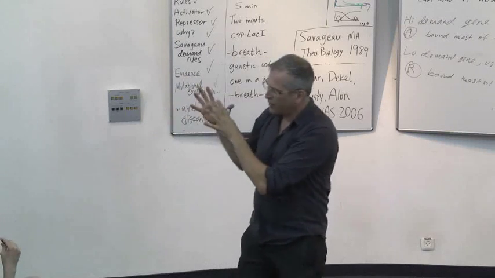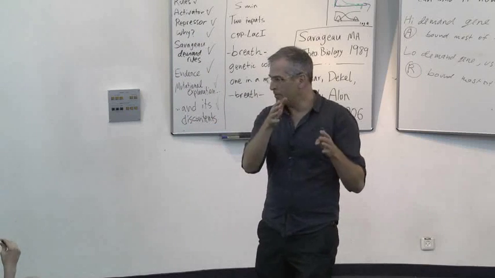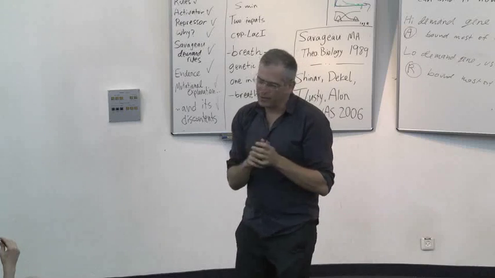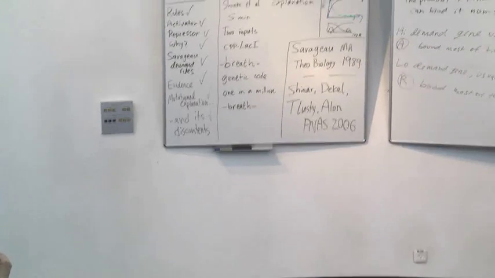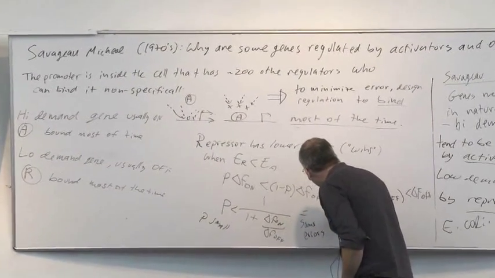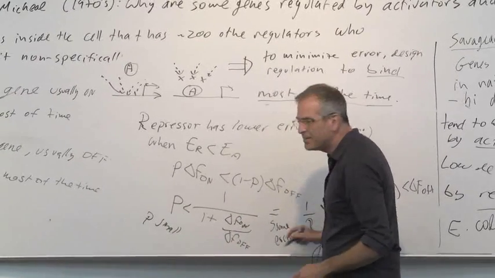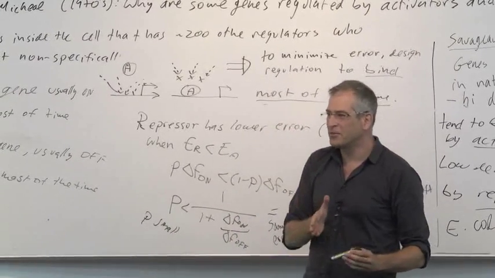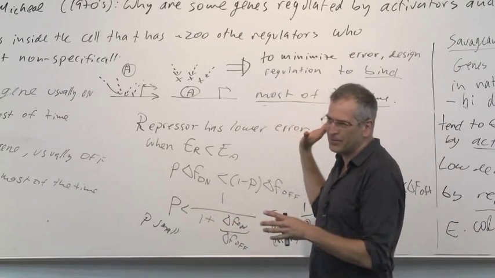So it could be that in the on state the mountain has this shape, and in the off state it has a different shape, and so the errors could be different. But let's imagine that they're the same errors. Then this is 1/2, right? This is one. So you can say that if the gene is needed less than 50% of the time, repressor; more than 50% of the time, activator. That's like the demand rules.